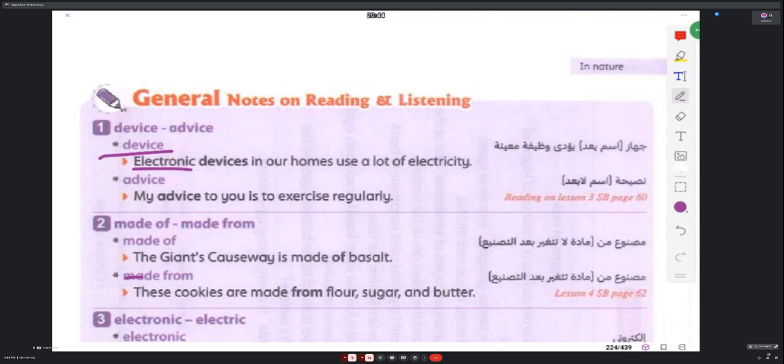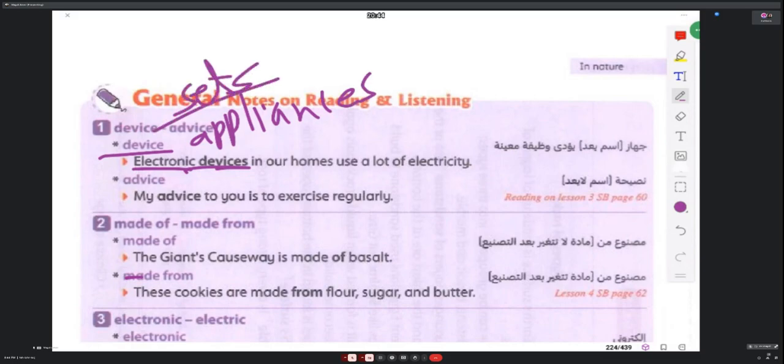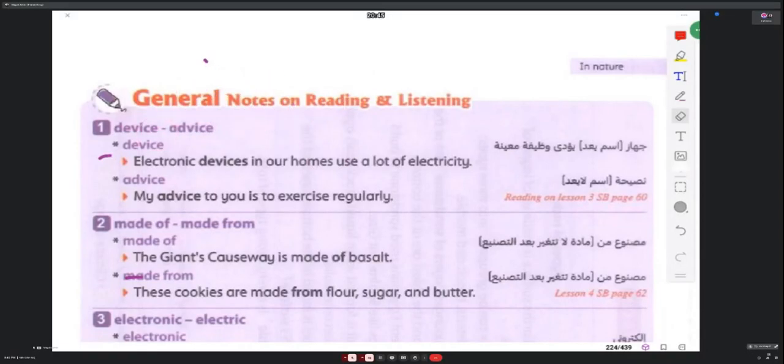Electronic devices, electronic appliance, electronic sets. Set can be like a TV set, a device. We can use it as an appliance or a device. Device can be a verb, to invent, meaning to invent something new. Device can be a verb.